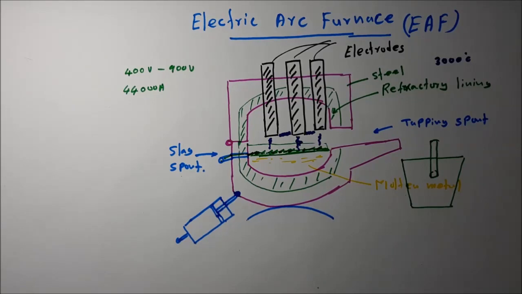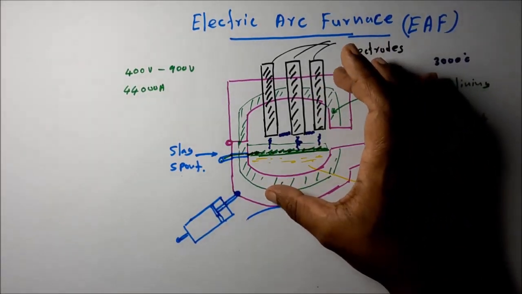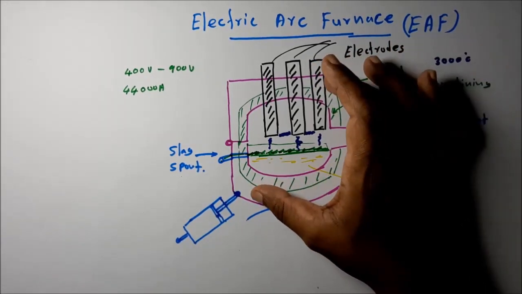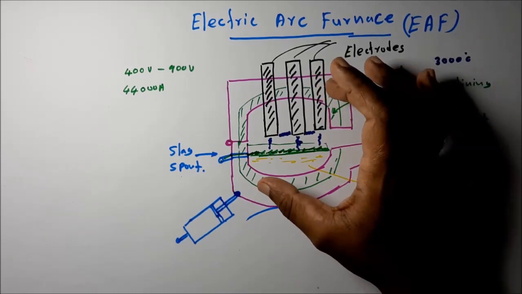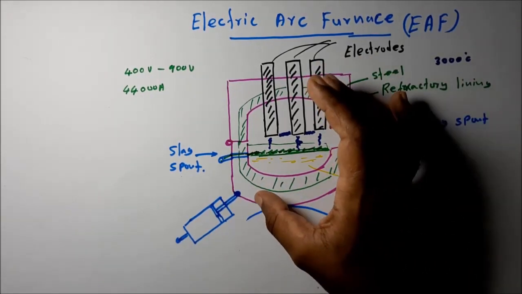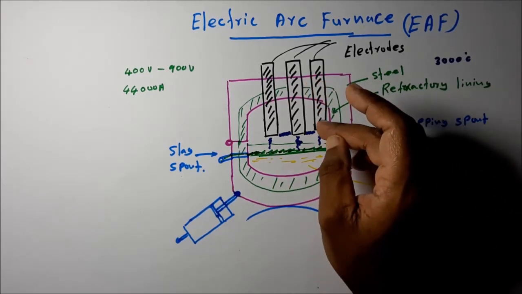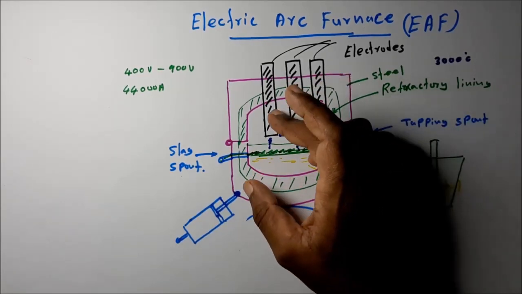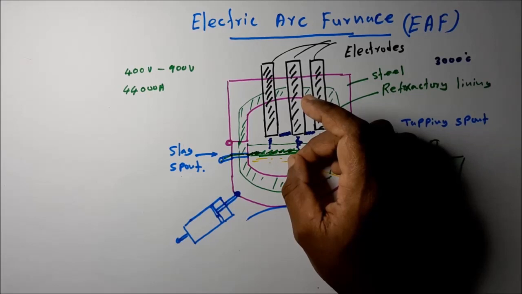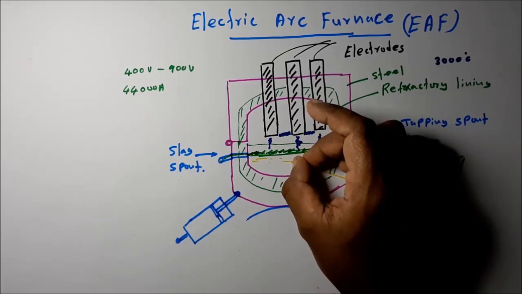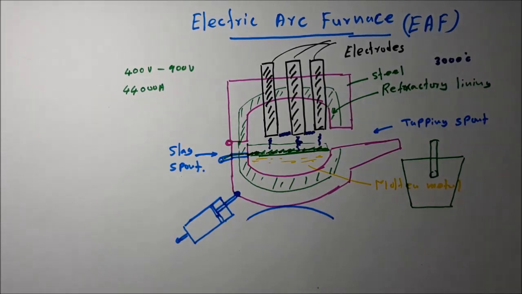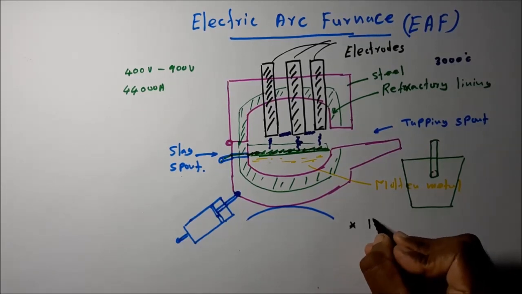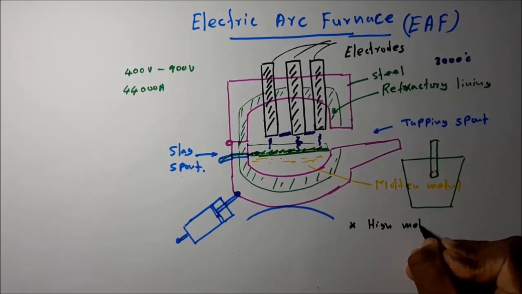Then how do we compare this arc furnace with the other furnaces? What are the advantages and disadvantages of melting with the electric arc furnace? The main advantage of the electric arc furnace is that the charge material composition can be closely controlled. Another advantage is the high melting rate. I will write the advantages also.